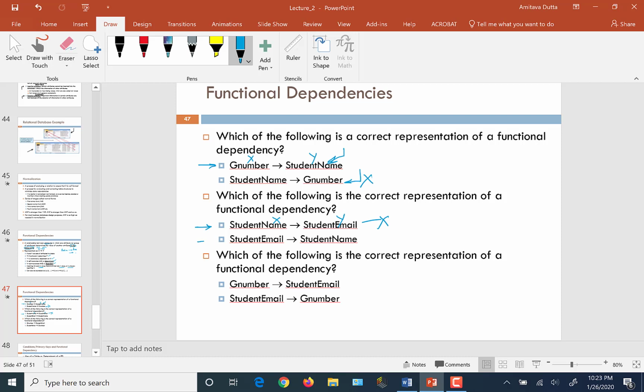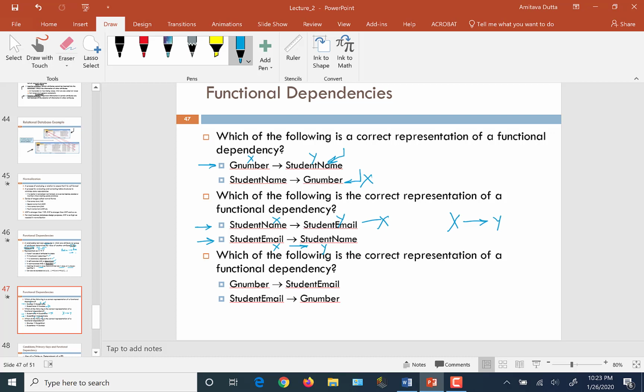However, if you look at the second example, if I know the student's email address, so if I know this value of X, that uniquely determines one value of Y. One student email address corresponds to exactly one student name. So I hope you get the idea that the direction is very important. If X functionally determines Y, that does not necessarily mean that Y functionally determines X. The reverse need not be true.